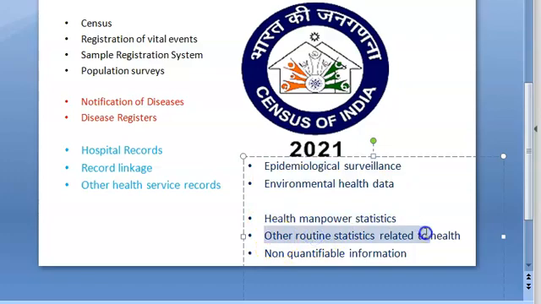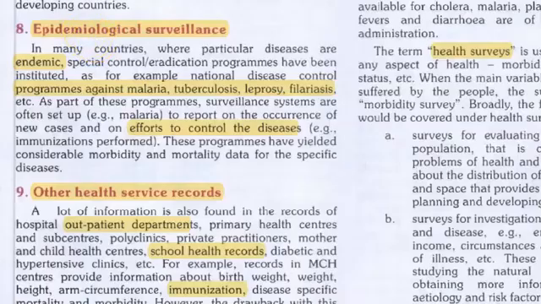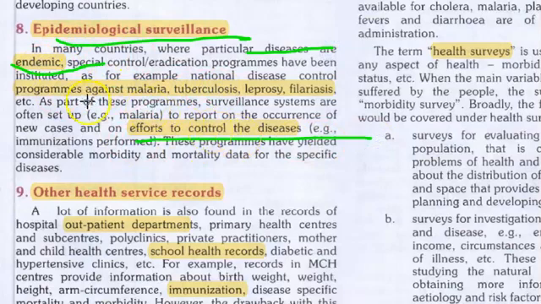And some other statistics, other routine statistics, non-quantifiable information. Okay, we have to look at these by now. Epidemiological surveillance, in particular diseases which are endemic, that means always there. You'll have to check efforts to control diseases like malaria, tuberculosis, leprosy, filariasis, etc. You'll do all this, right? Just write some epidemiological surveillance.